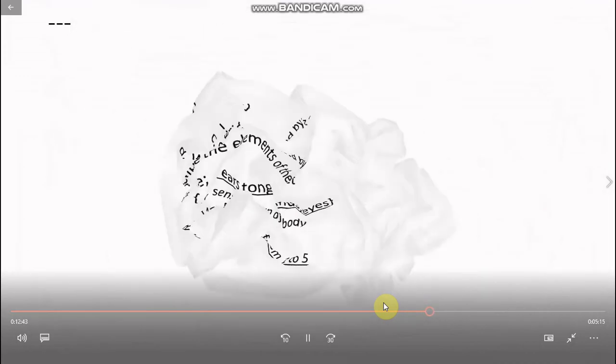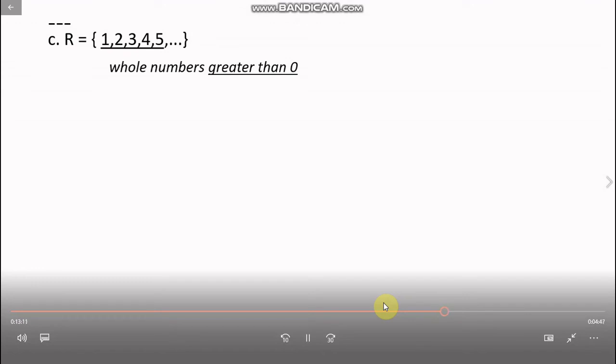Now, letter C. Set R whose elements are 1, 2, 3, 4, 5, ellipsis. Now, the one with the ellipsis means many numbers are to be written. So how do we describe it? These are whole numbers greater than 0.